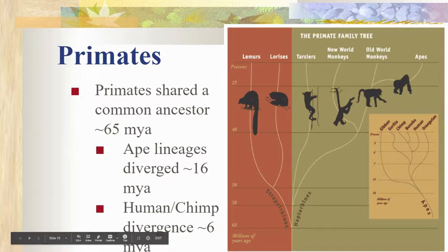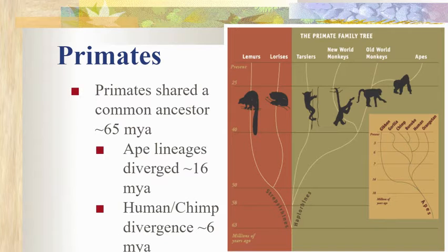All primates are believed to have shared a common ancestor approximately 65 million years ago. And that's when the divergence would have first started. Ape lineages would have diverged about 16 million years ago, and the human-chimp divergence is about 6 million years ago. And remember, the more recent the divergence, the more closely related those organisms are.